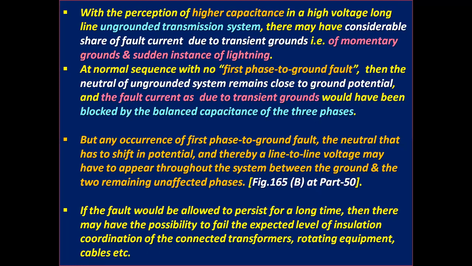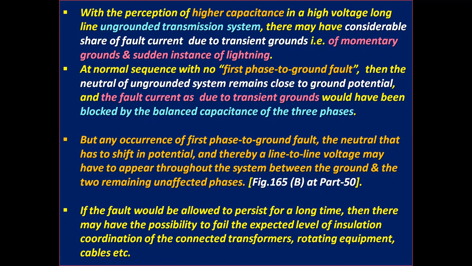With the higher capacitance in a high voltage, long line, ungrounded transmission system, there may be a considerable share of fault current due to transient grounds, that is momentary grounds and certain instances of lightning. At normal sequence with no first phase to ground fault, the neutral of the ungrounded system remains close to ground potential, and the fault current due to transient grounds is blocked by the balanced capacitance of the three phases.